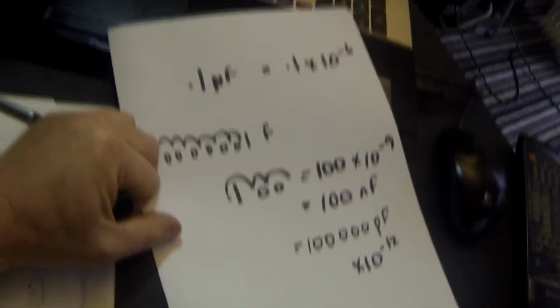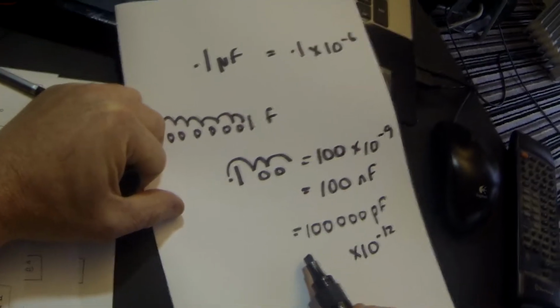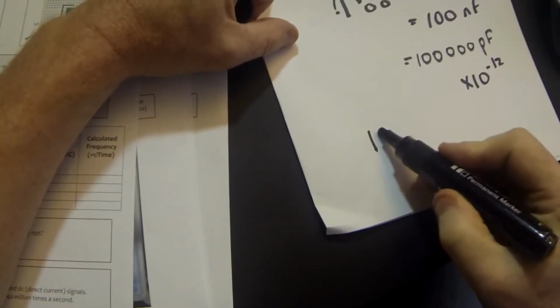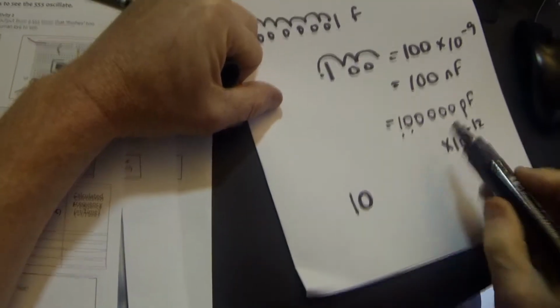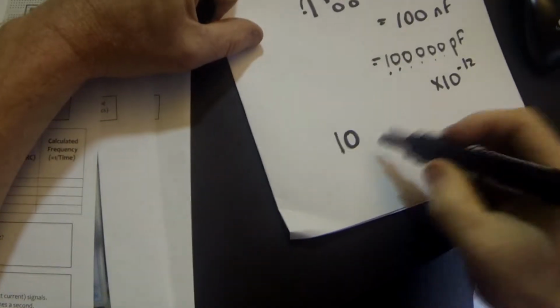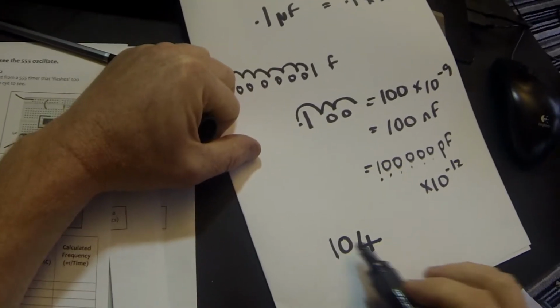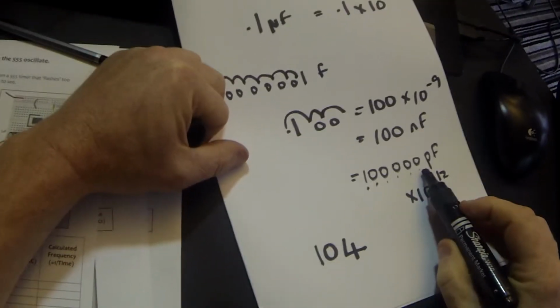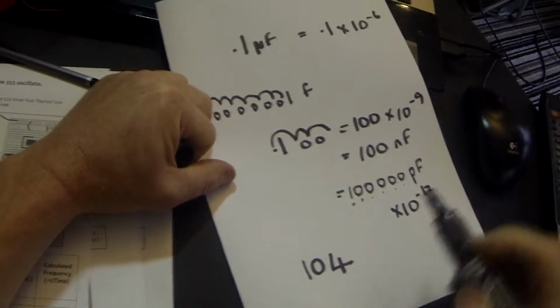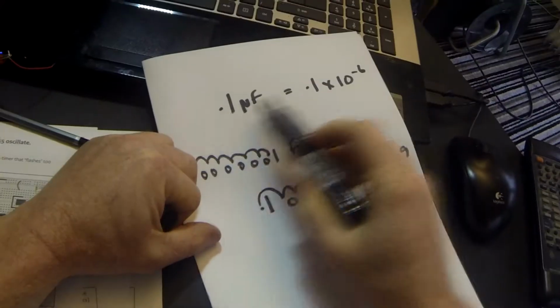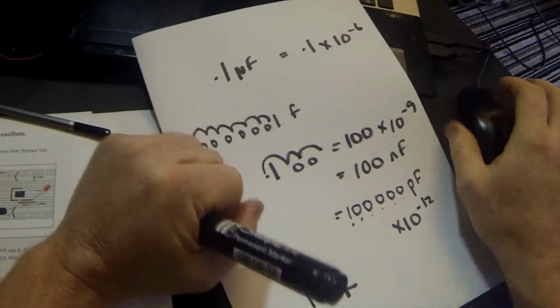Now, if we look at this in a slightly different way, as we would a resistor color code, the first digit is a 1. The second digit is a 0. And then we have 1, 2, 3, 4 more zeros. So 104 is a 100,000 picofarad capacitor, which is the same as a 100 nanofarad capacitor, which is the same as a 0.1 microfarad capacitor. And it's important that you understand all those are the same.